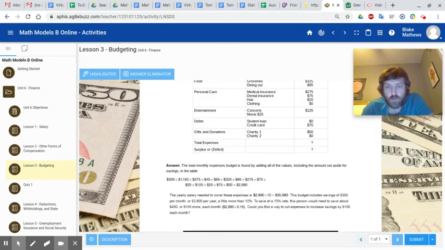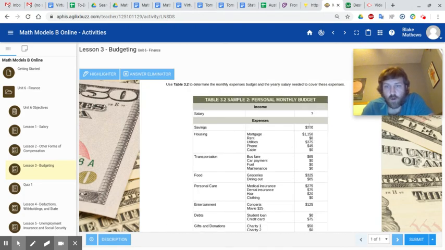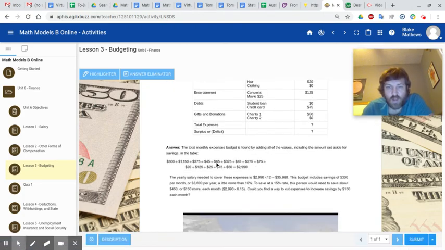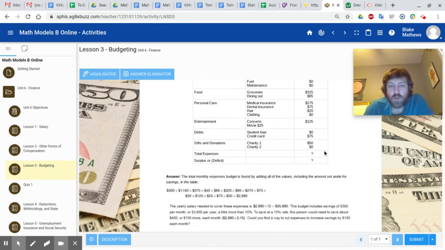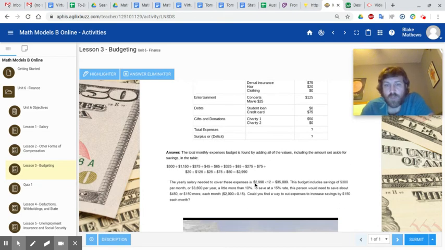But for instance, up here you can see they've added up all of these values and they got 2,990. That was what they got when they added up all of the expenses for the month. Then they multiplied that number times 12 and they found this salary number, 35,880. And that's what you're doing.